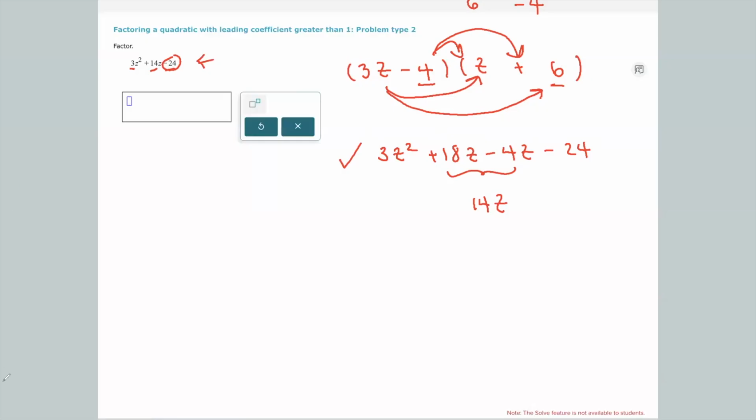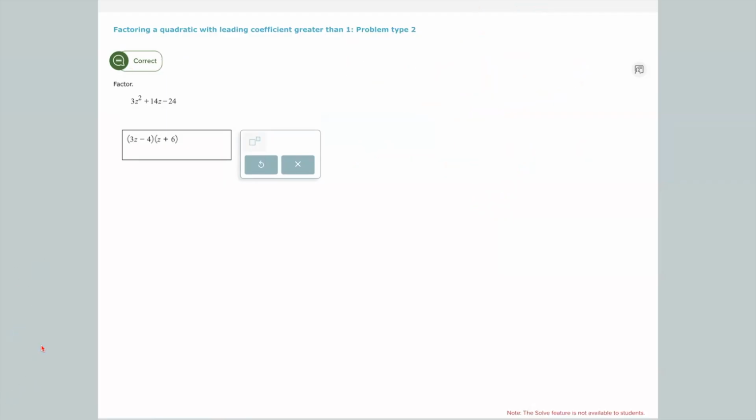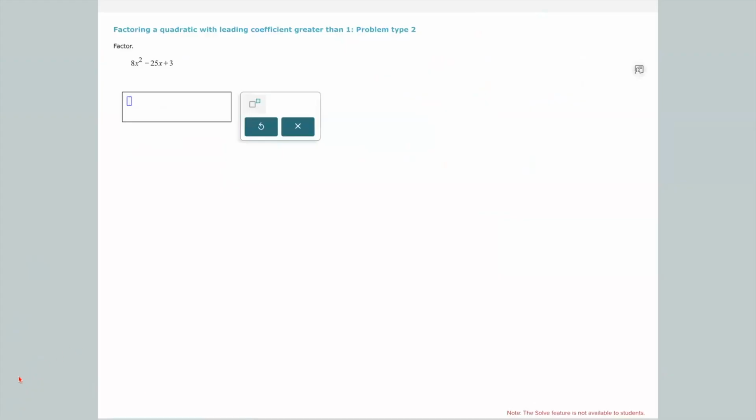So that tells me when we factor, we get 3z minus 4 times z plus 6. Let's type it in and check our work. Nice. All right, let's do one more, and then I think we'll call it a video. So let's clear drawings and try one more. All right, this one, again, I have a 25, 3, and 8, so not going to want to divide anything out. But let's again practice with the technique that we've seen.